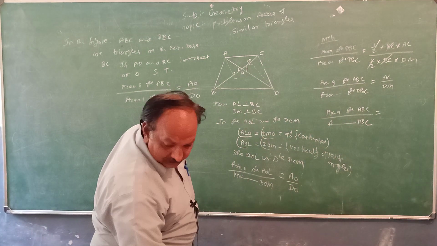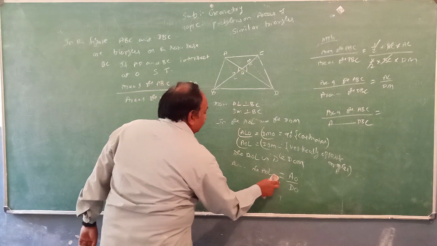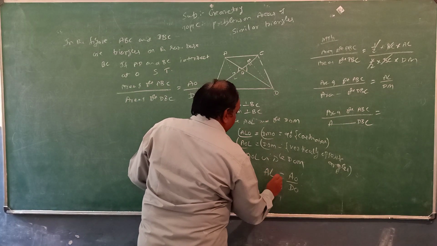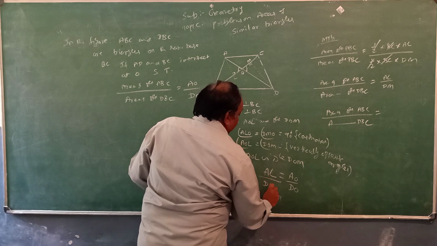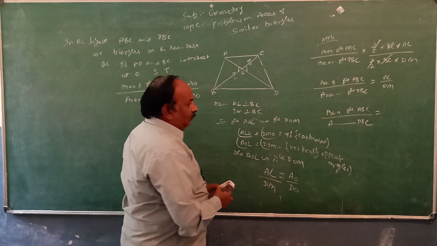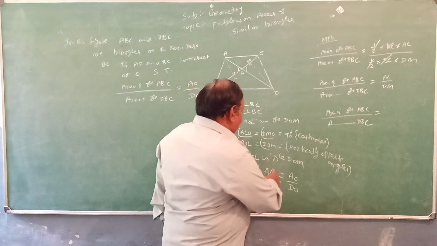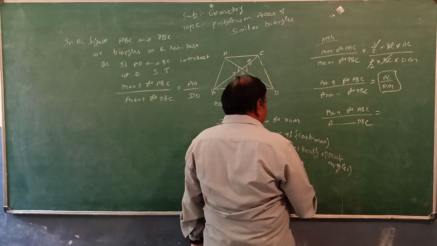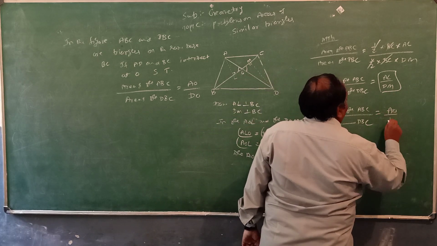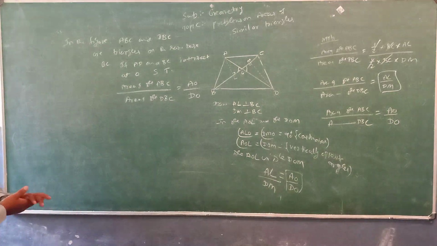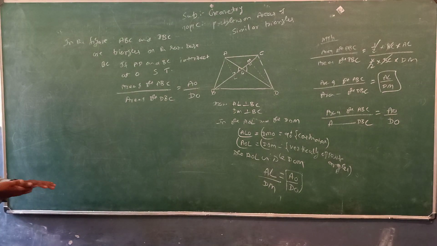Here we consider two corresponding sides. AL by DM is equal to AO by DO. Well, students, this is very important from the examination point of view.